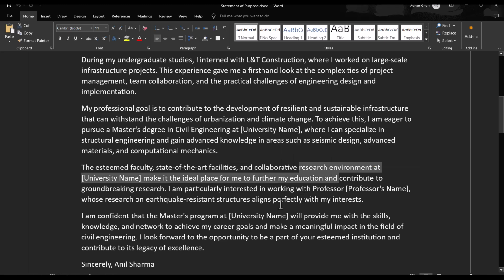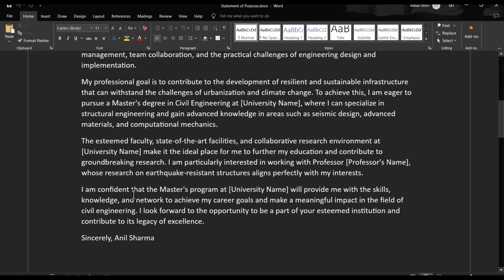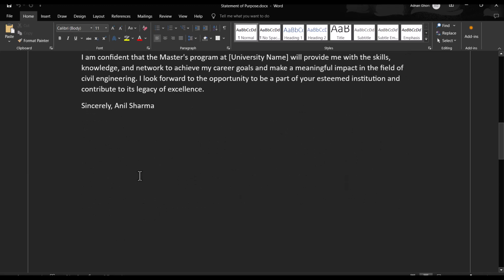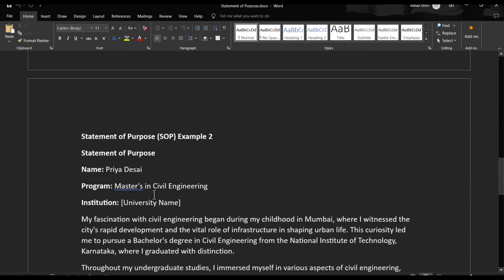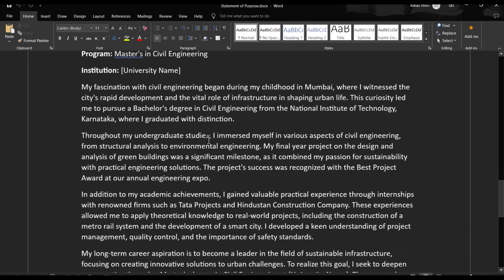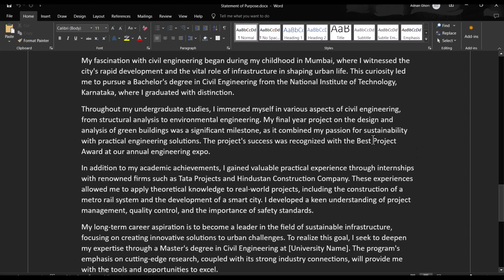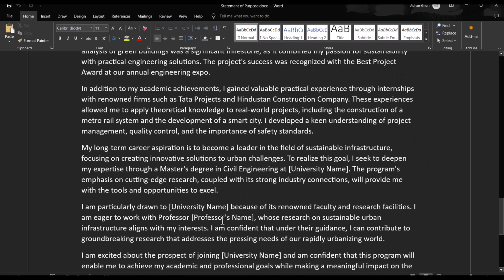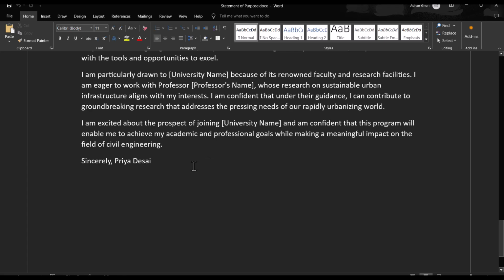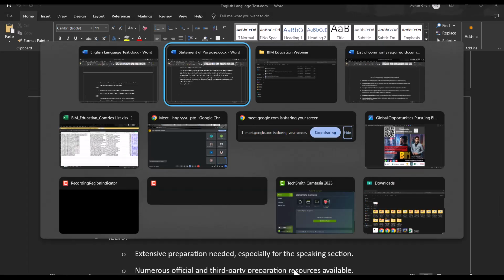So these kinds of things are usually mentioned in the statement of purpose. These documents I can share with you later on for your own understanding, to see how the statement of purpose needs to be made, throughout the undergraduate studies, and so on. A similar statement of purpose by Priya Desai. Let's have a look at other documents.